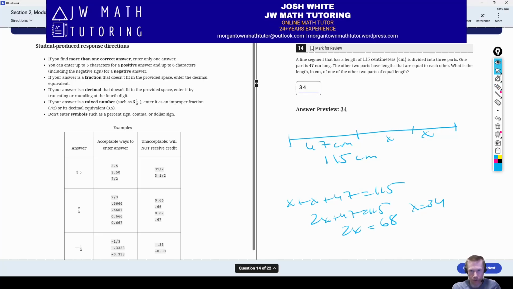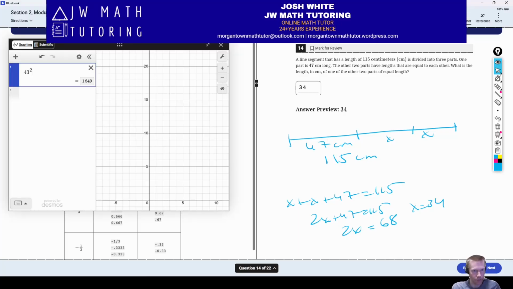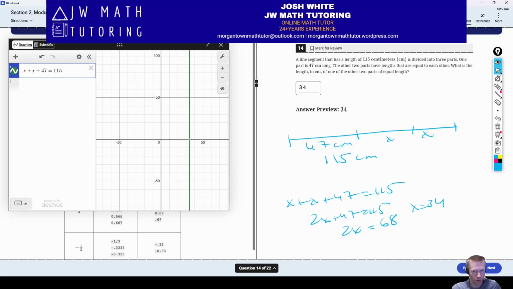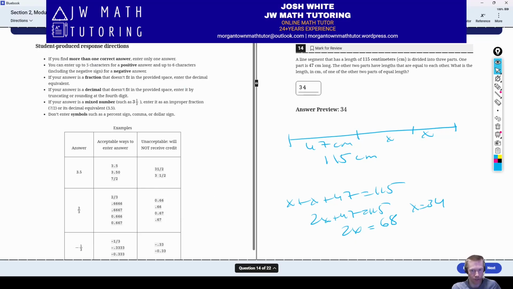And just to confirm, let me just go to Desmos. I'm just going to type in x plus x, the equation, plus 47 equals 115. Let's zoom out. Where's the vertical line? It's right here at 34. Yep, that just confirms 34 is the correct answer.